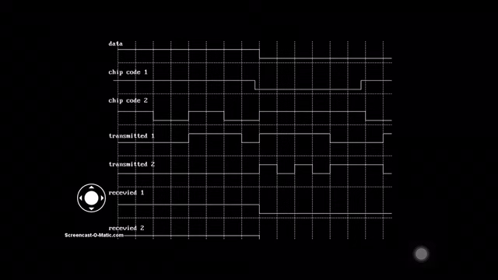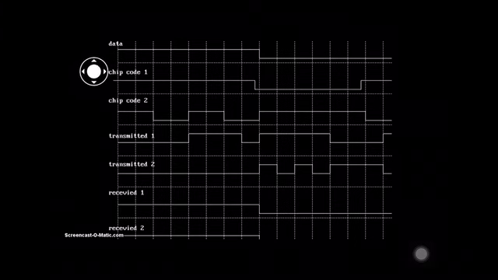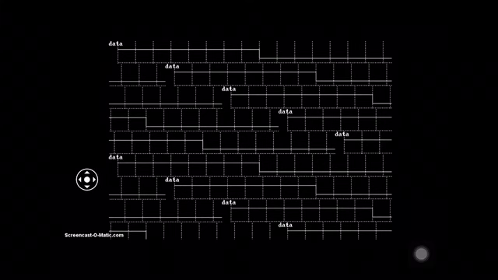show you transmitted 1, transmitted 2, and further, we can get transmitted 1 from XORing data and chip code 1. Likewise, for transmitted 2 we have to XOR data and chip code 2. Further, received 1 we can obtain from chip code 1 and transmitted 1, and likewise on.